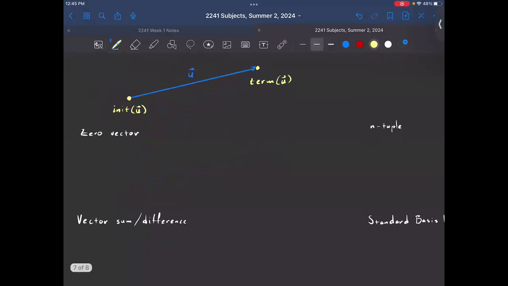All right, next is the zero vector. So if I were to draw an arrow pointing in one direction, we'll call that u, and then have another arrow pointing in exactly the opposite direction. Here we go.